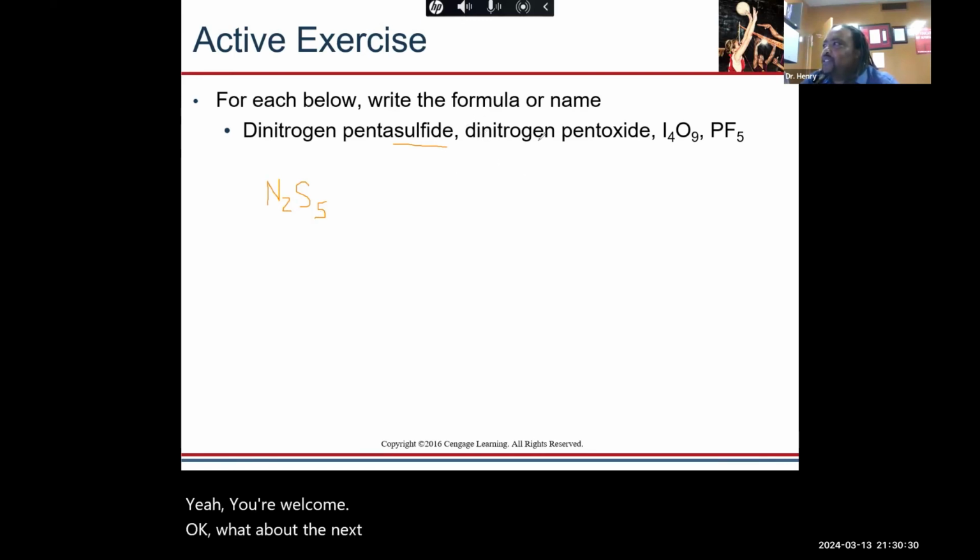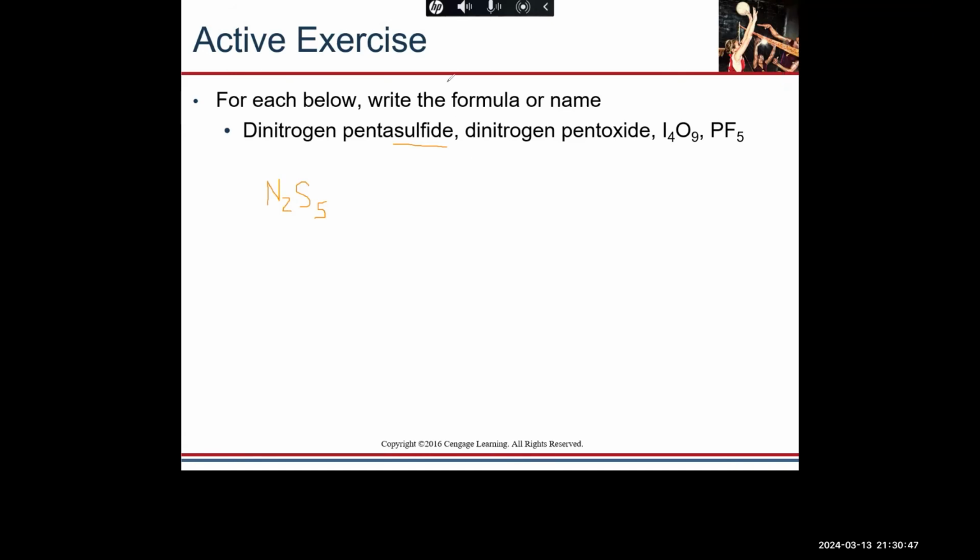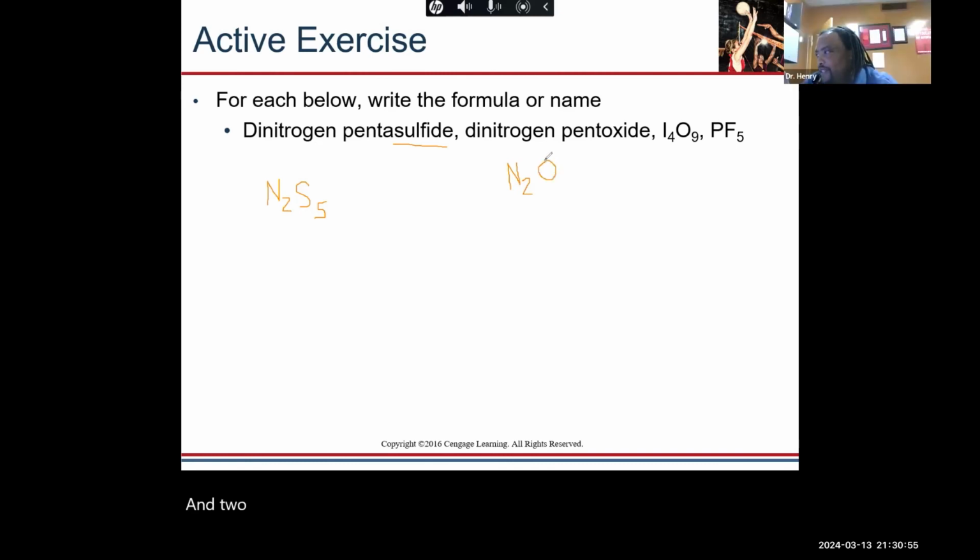So it's dinitrogen pentoxide. Is it N2O and 5? N2O5. Okay.